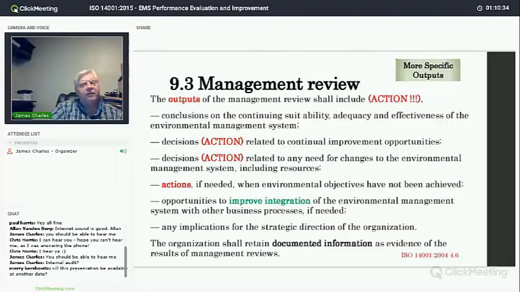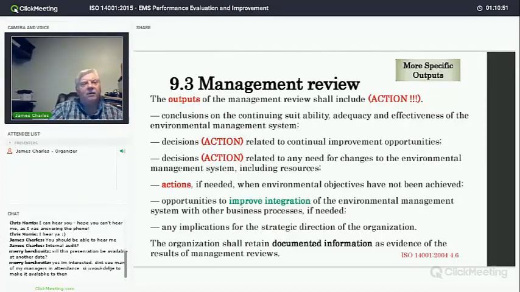Actions if needed when objectives were not achieved. So if we set an objective last year and we didn't achieve it, what's going to be the action based on not achieving the objective? Opportunities to improve integration. So under 5.1 leadership, we had to have systems that were integrated.